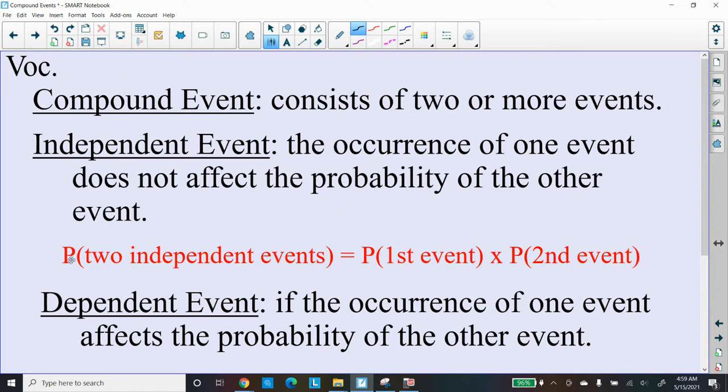So if you have to find the probability of two independent events, we use the counting principle, where we would multiply the probability of the first event times the probability of the second event. If you have a dependent event, that's where the occurrence of one event affects the probability of the other event. It's depending on it to come to pass. So that's dependent. You might want to think science, independent and dependent variables.